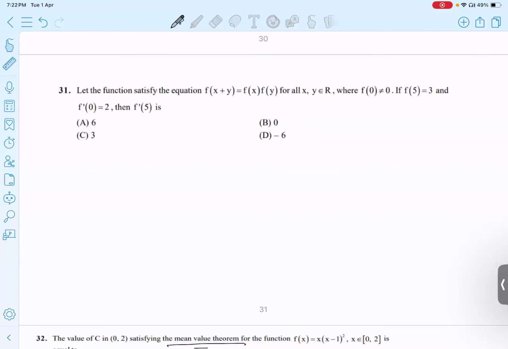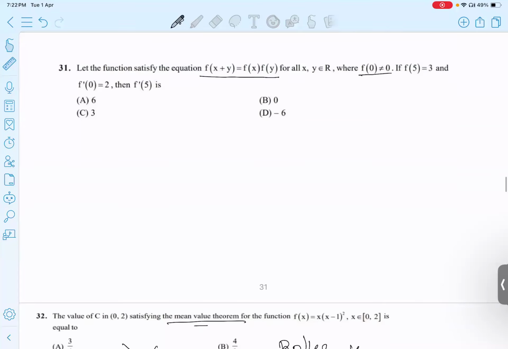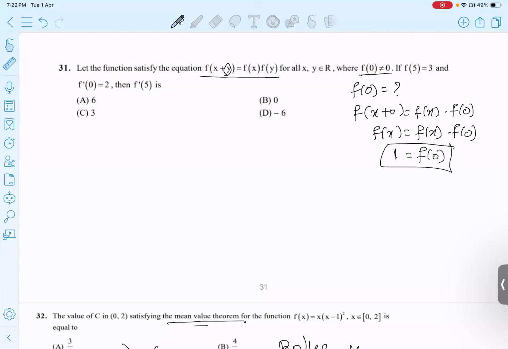Next question. Yes, let the function satisfy f of x plus y equal to f of x into f of y. So now f of 0 is not equal to 0. Then what will be this f of 0 value is the first question. Okay. So now f of x plus 0, if I substitute or put the y value as 0, I can write it as f of x into f of 0. So this will be f of x is equal to f of x into f of 0. f of x cancels, we will get 1. So the value of f of 0 is 1. So this is for our future reference. Okay, so we'll keep it aside.